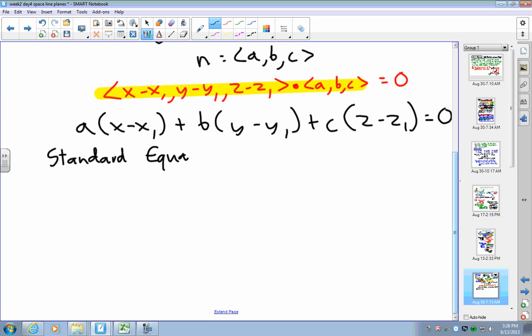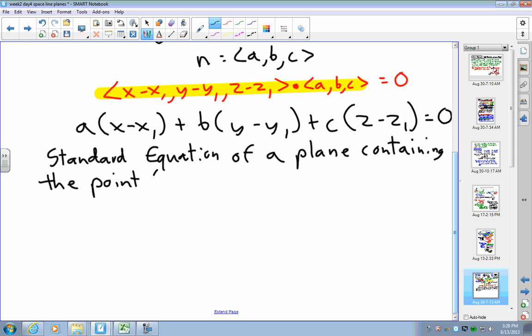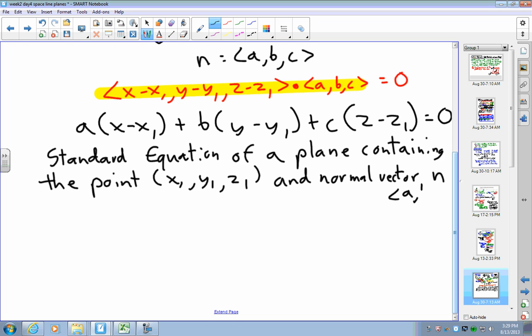And this is actually called the standard equation of a plane containing the point x1, y1, z1, and normal vector n, which is the a, b, c. Okay?